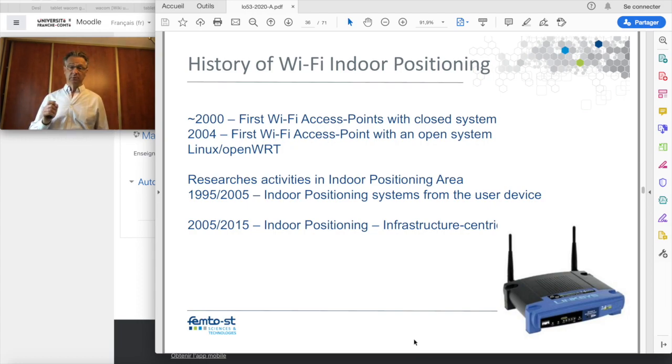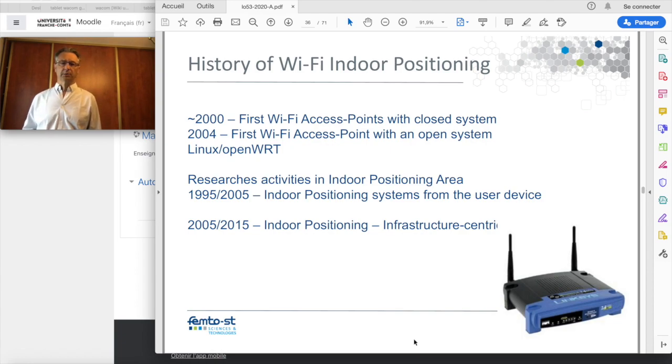But from this point, it was quite easy to include some additional software in order to build a localization function inside the access point. Previously, it was not possible. You needed to have a contract with a company if you wanted to add some software on the first Wi-Fi access points around 2000.